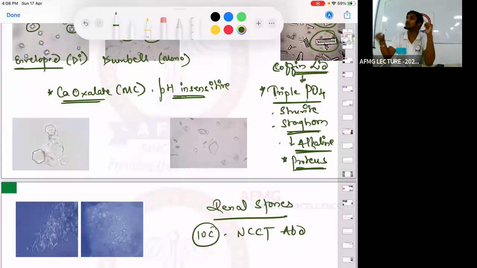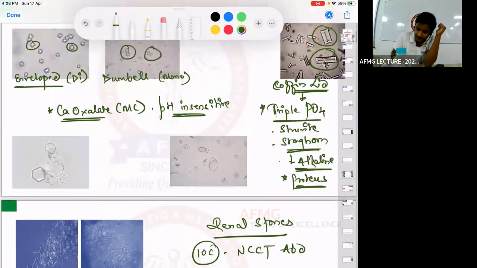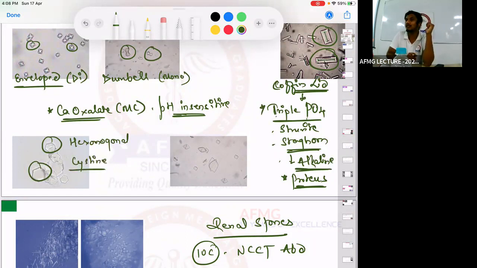No issues with this. Proteus causes alkaline pH, therefore high risk of triple phosphate stone. Next, if I see these hexagonal shaped crystals, these are suggestive of cystine stones. And what is the important feature of cystine stone? They are the hardest renal stones.